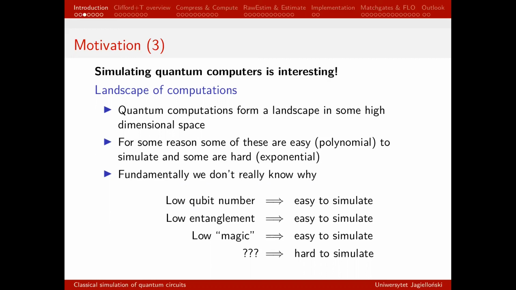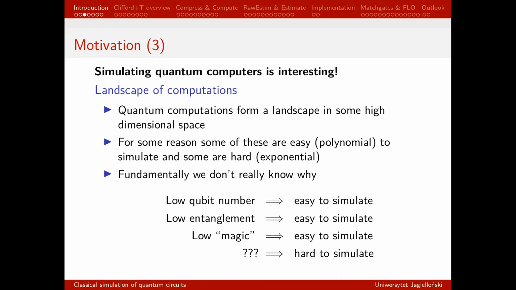We'd like to map it. We'd like to know something about this landscape. So at the moment, what can I tell you about this landscape? It's got some values in it. We know that if your computation can be done with a very low number of qubits, then you're easy to simulate. You're in a valley. If you can do it with very small amounts of entanglement, then you're easy to simulate and you're in a valley somewhere.